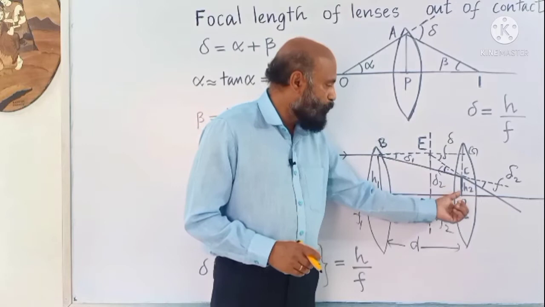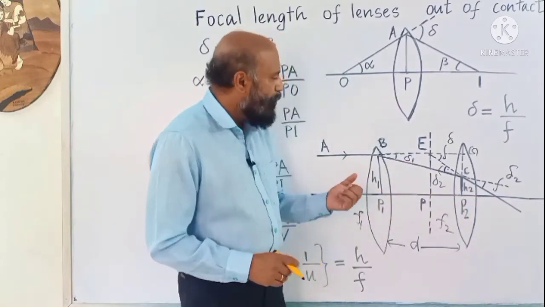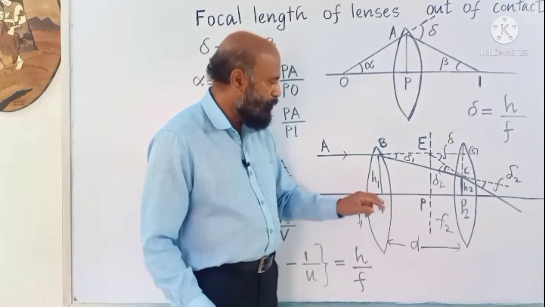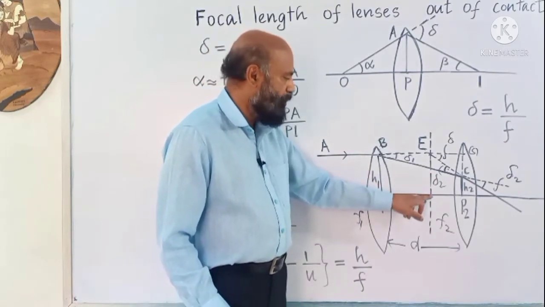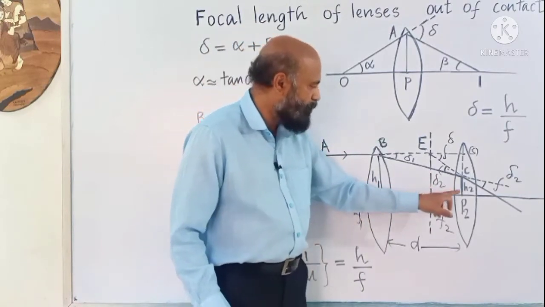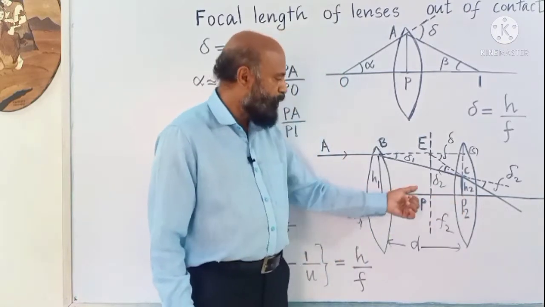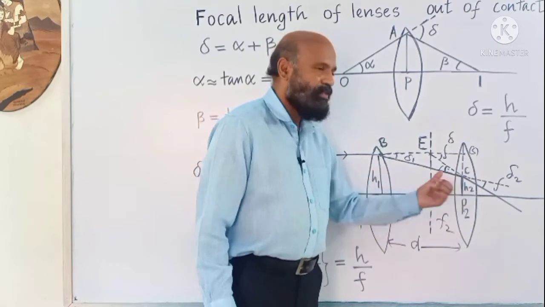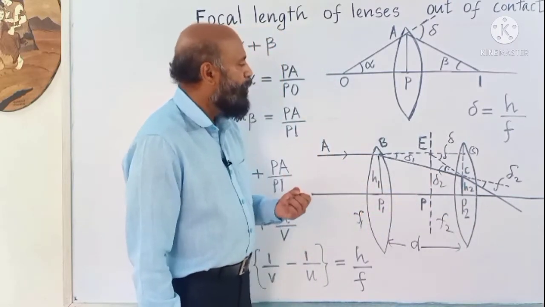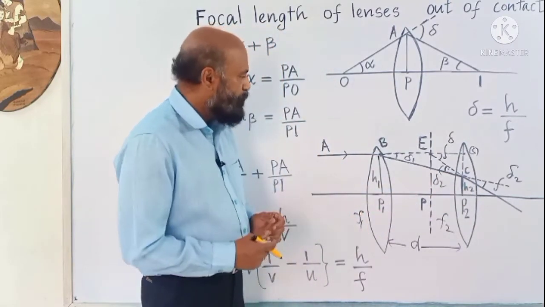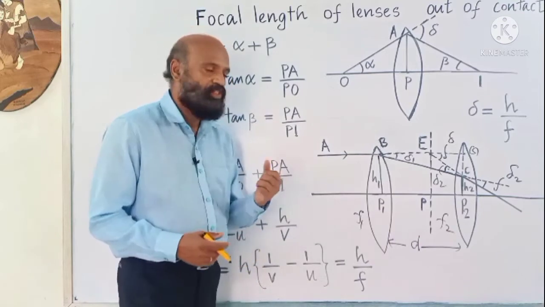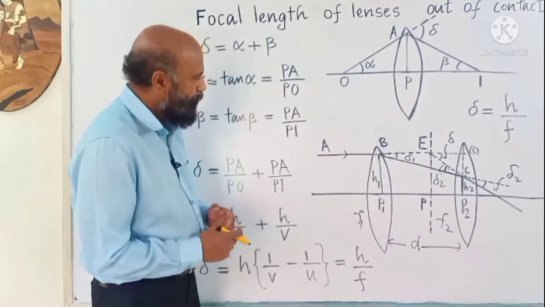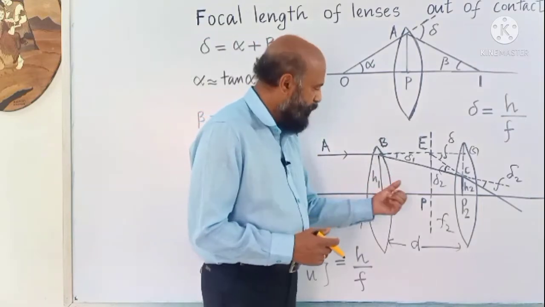When these two lenses are kept at a distance, we cannot choose a common optic center. This is the optic center of the first lens, this is the optic center of the second lens. So it cannot be treated as a single lens. Actually it is a thick lens, but in one special case, when the object is at infinity, it can be considered as a thin lens.